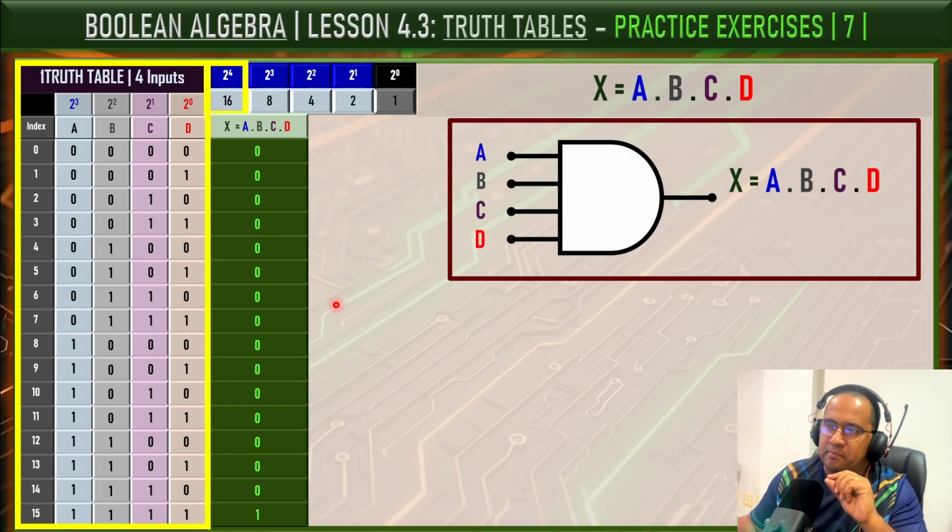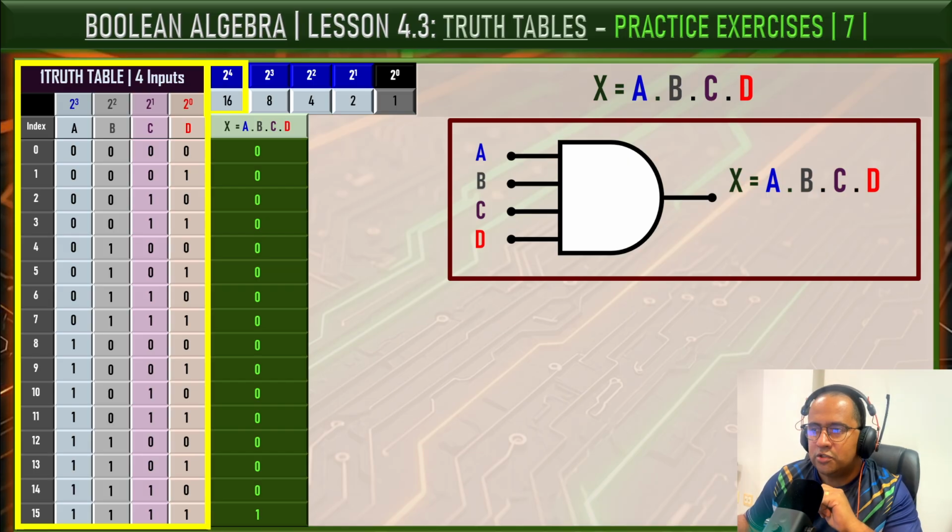Okay? Notice that we completed the entire output column simply by understanding the behavior of the AND gate. Only one combination satisfies the condition required to produce a logic 1. All remaining combinations contain at least one 0 and therefore produce a logic 0.